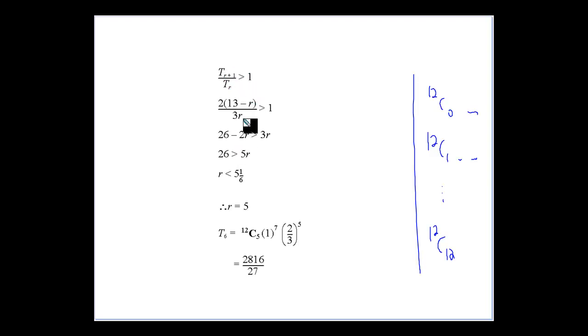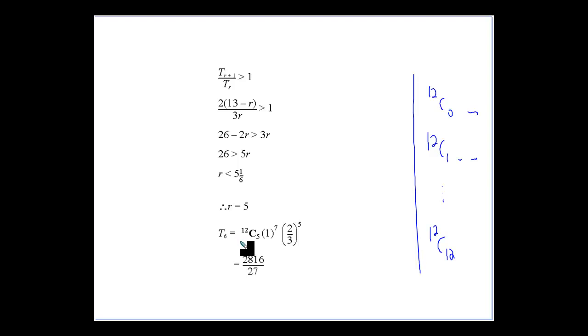So again, let's solve this one greater than 1. Multiply by 3r, and then the 26 will be greater than 5r, and then do division by 5. R would be less than 5 and 1/6, which means r is equal to 5, which means it's going to be the 12c5, which is the 6th term.